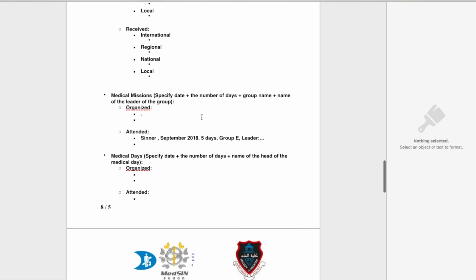Medical missions. Specify the date, the number of days, group name, and name of the group leader. It sounds like a lot, but it's because we have to be very specific. To fill this in, you would type in where the medical mission went to. This is an example, Sinnar. When: September 2018, that would be the STEP medical mission, if you know. The number of days: it was for 5 days. What was your group name? Group E. What was the name of your leader? His name was whatever. So this is the correct way to fill it.